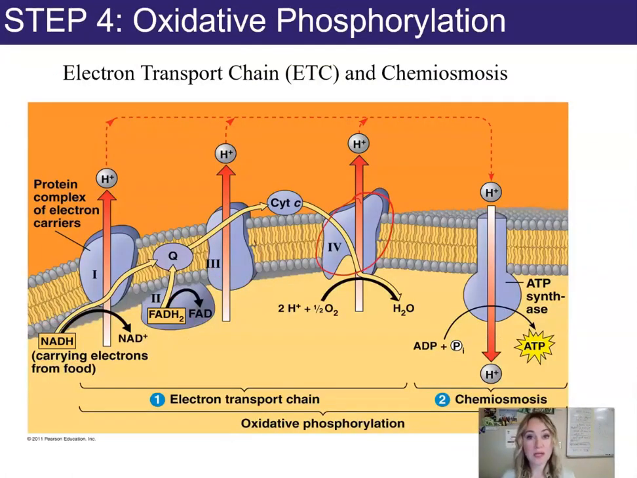All right, and we are finally at step 4. This is what we call oxidative phosphorylation. Oxidative phosphorylation has 2 components. We have electron transport chain and also chemiosmosis. This inner membrane of mitochondria, the one that's highly convoluted, has lots of proteins that are embedded within.